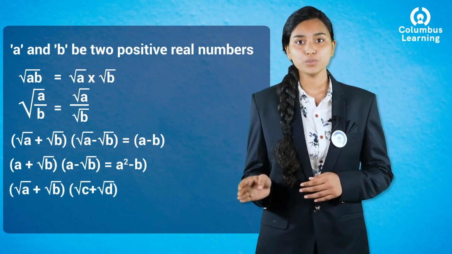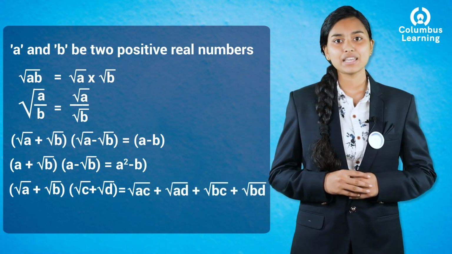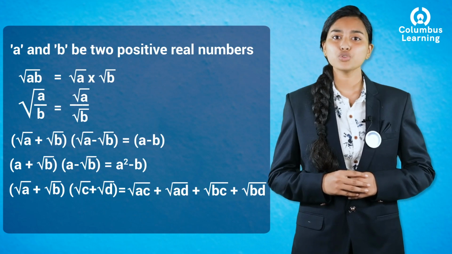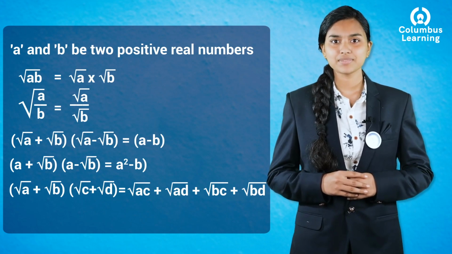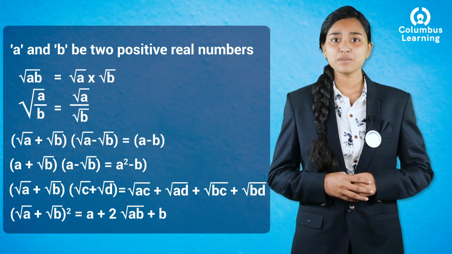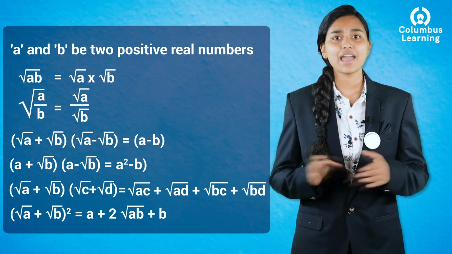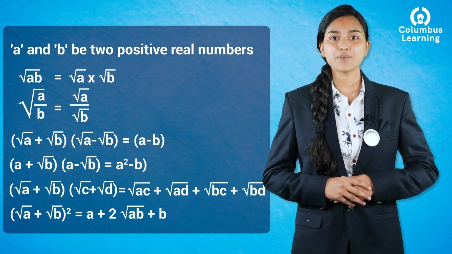(Root a plus root b) into (root c plus root d) is equal to root of ac plus root of ad plus root of bc plus root of bd. And (root a plus root b) whole square is equal to a plus 2 root ab plus b. And we can use these identities to solve a lot of expressions.